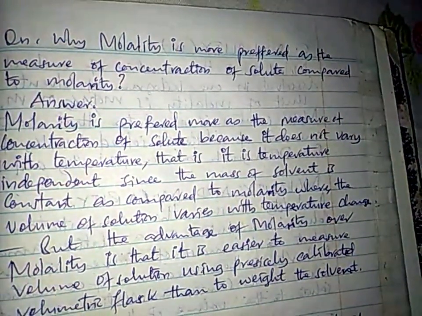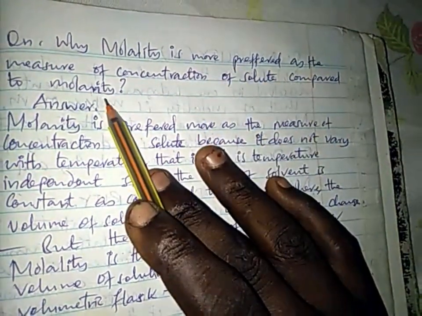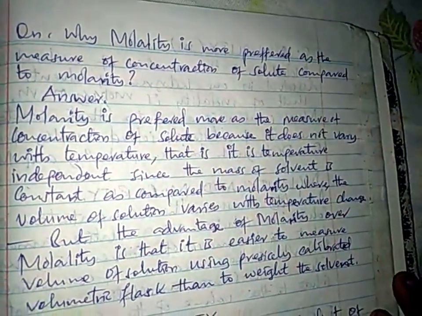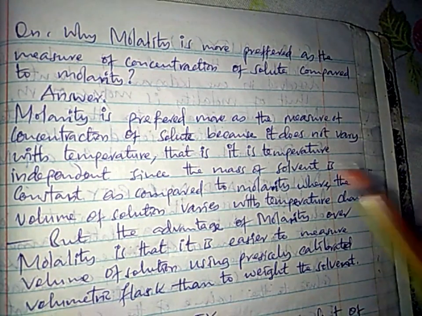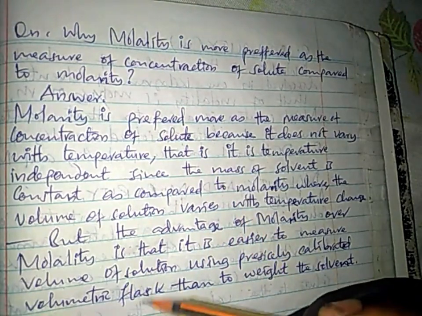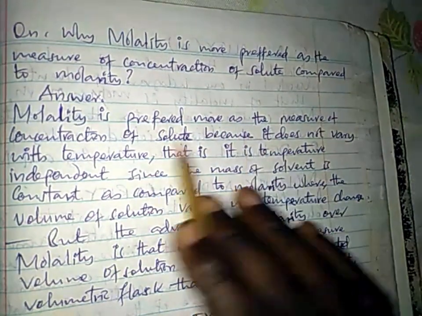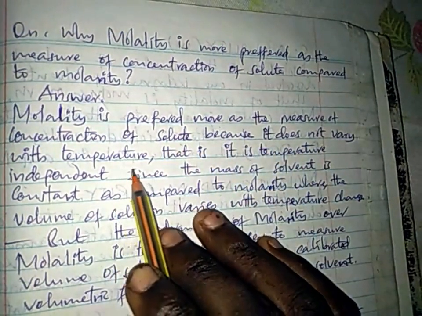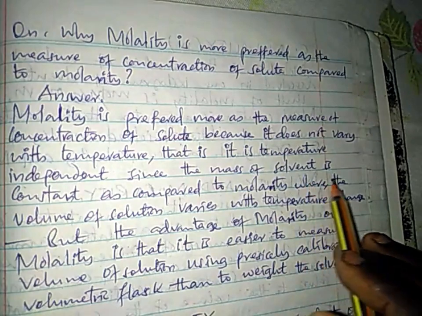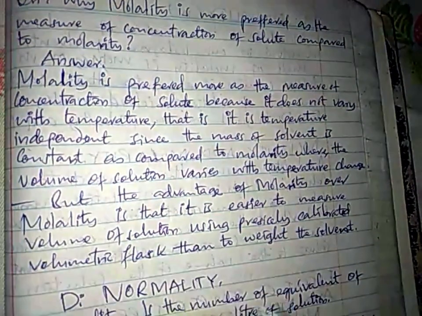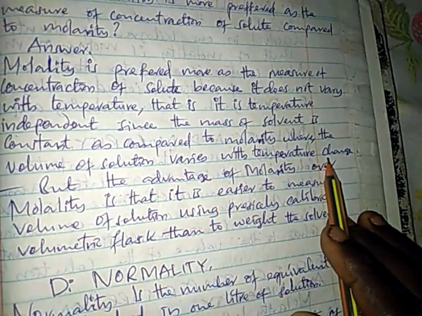So you have the question, for example: molality is more preferred as a measure of concentration of solid compared to molarity. Kwa nini? Utoe reason. So the reason is very easy. Tumeshaelezea kwa sababu moja is affected by temperature, another is not affected by temperature. Molality is preferred more as a measure of concentration of salt because it does not vary with the temperature. That is, it is temperature independent since the mass of solvent is constant, as compared to the molarity where the volume of solution varies with the temperature change.